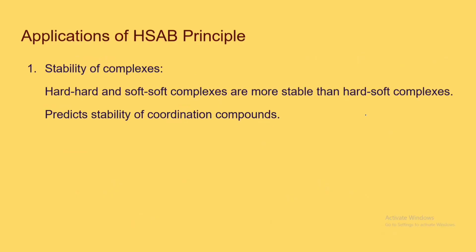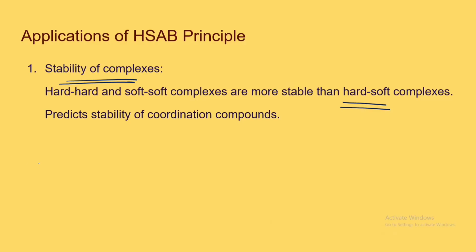Talking about the applications of the HSAB principle. First, coming on to the stability of the complexes. Now, the complexes which are formed with hard-hard and soft-soft preference are more stable when compared to that of the hard-soft complexes. So mainly this particular principle can be used to predict the stability of these complexes which are formed between the different acids and the bases.